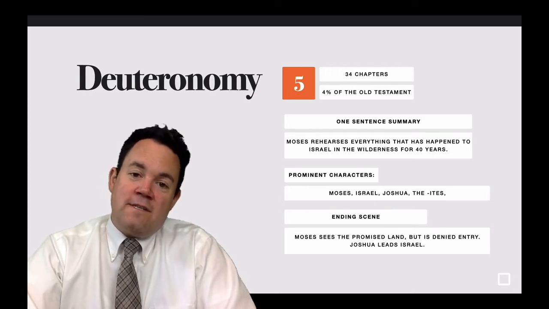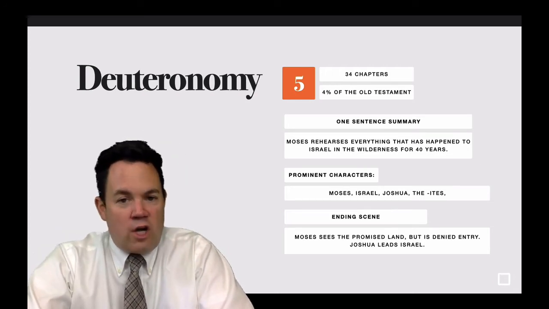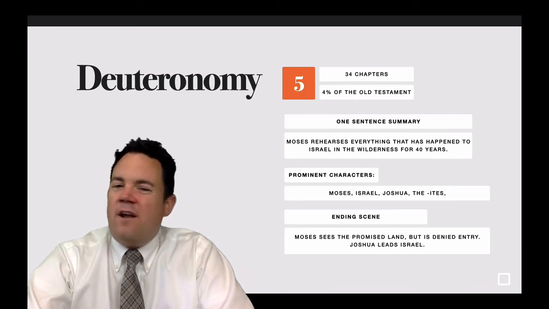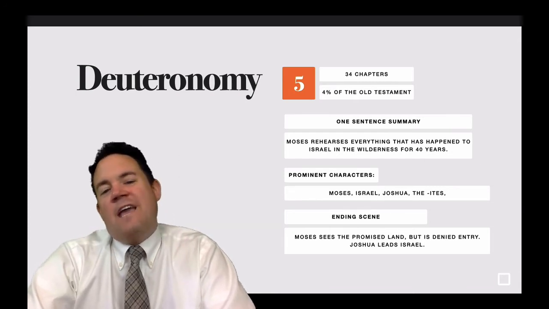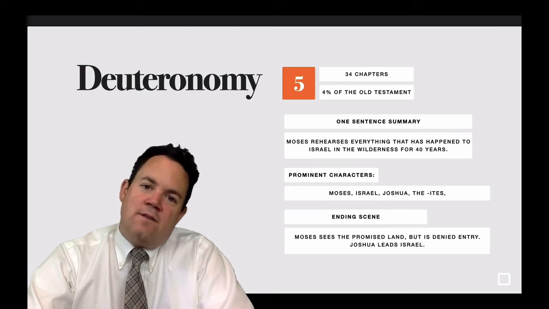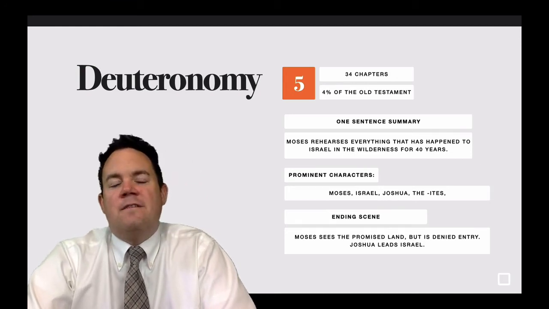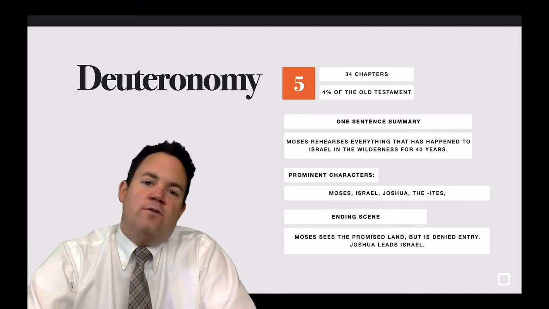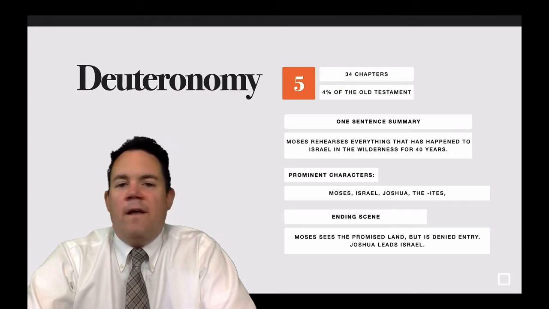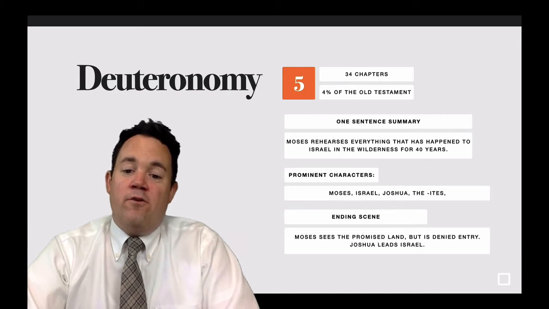Again, we've got Moses, Israel as a whole, and Joshua as very prominent figures, and then all of the ites, the Canaanites, the Amalekites, the Moabites, all of these different ites that Israel is commanded to fight against and to conquer. They also are noteworthy here in the book of Deuteronomy.